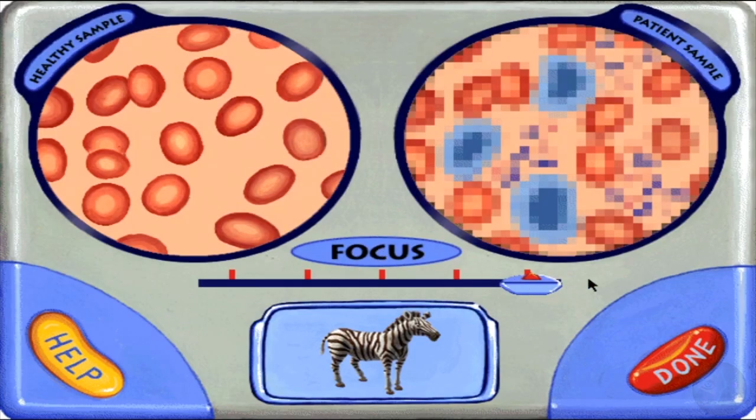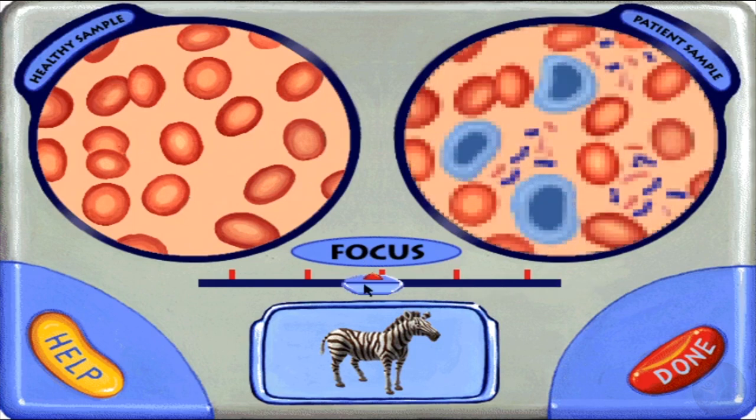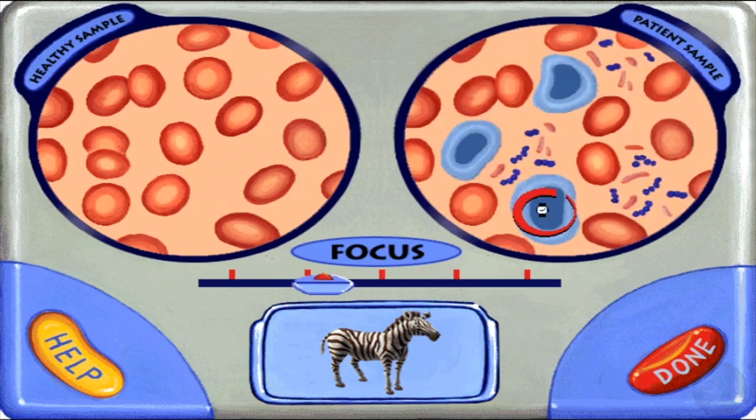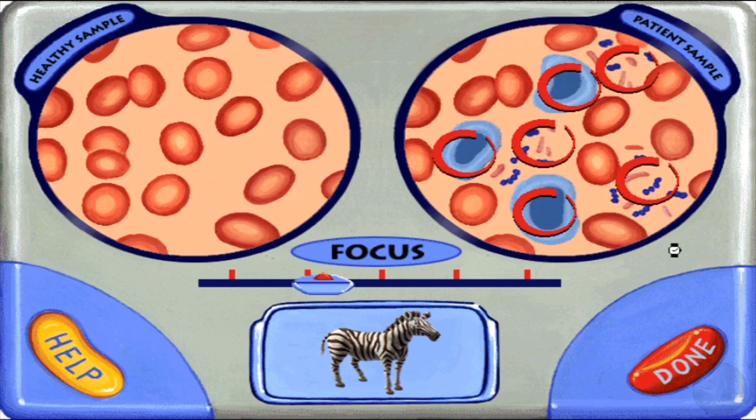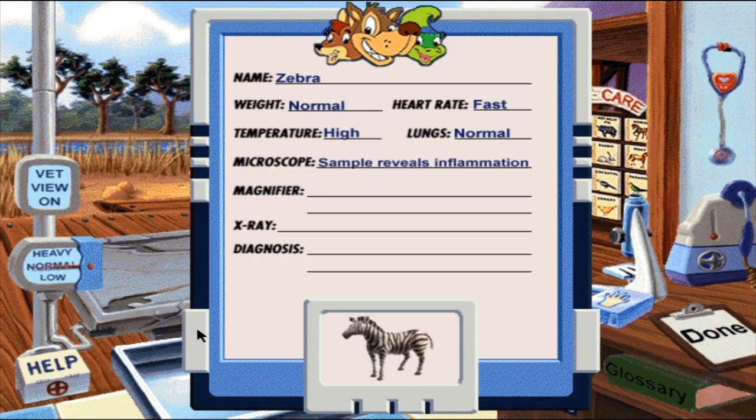Let's examine these zebra tissue samples. Oh, a white blood cell. Oh, bacteria. Good work! This sample contains bacteria and white blood cells. That means infection. Sample reveals inflammation.